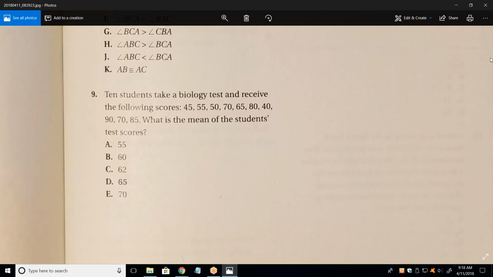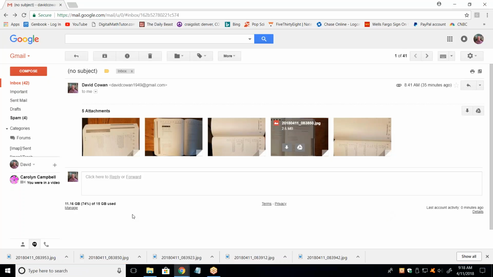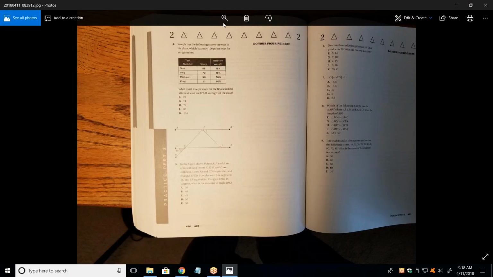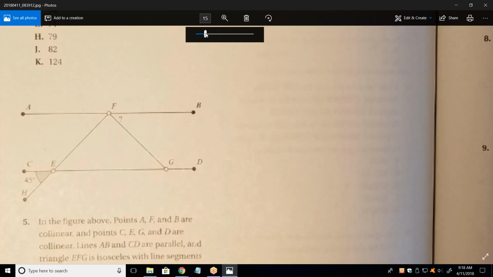You hope all the problems are that easy. Will they be around this level for most of them? Will they be like this on the test? Problems like this? Yeah, absolutely. This is the Barron's practice test booklet. These are actual practice tests.